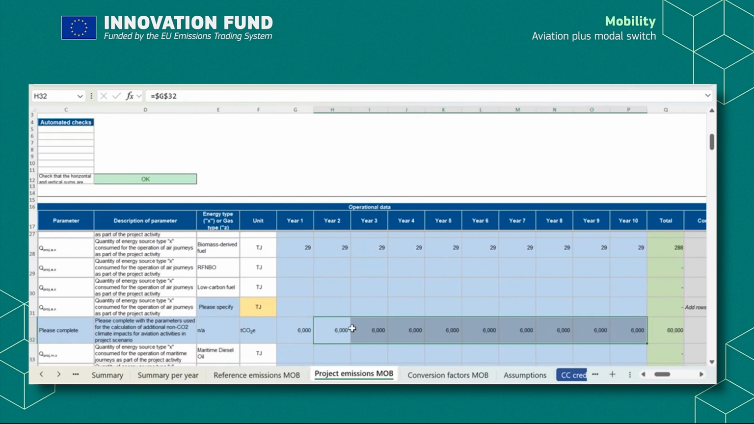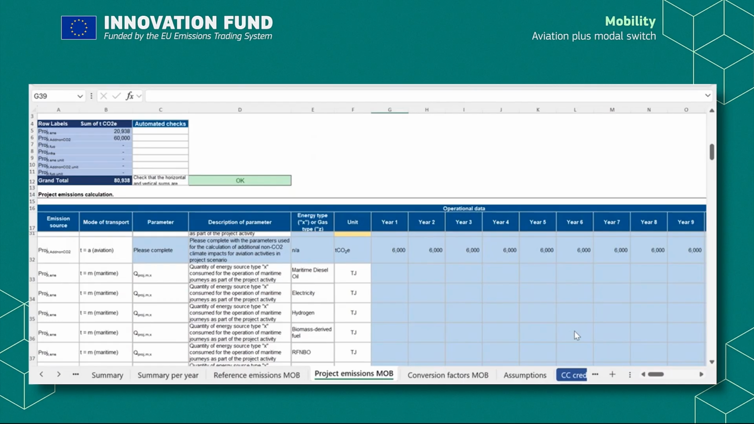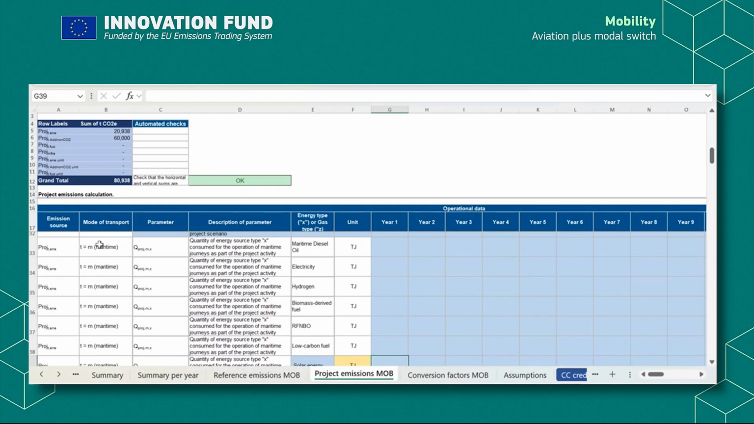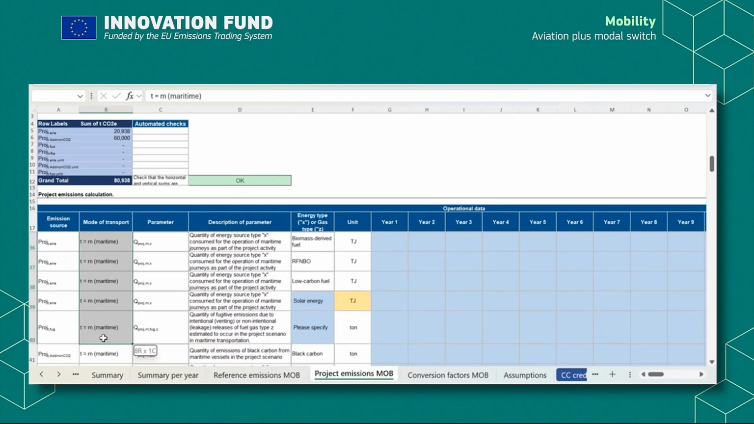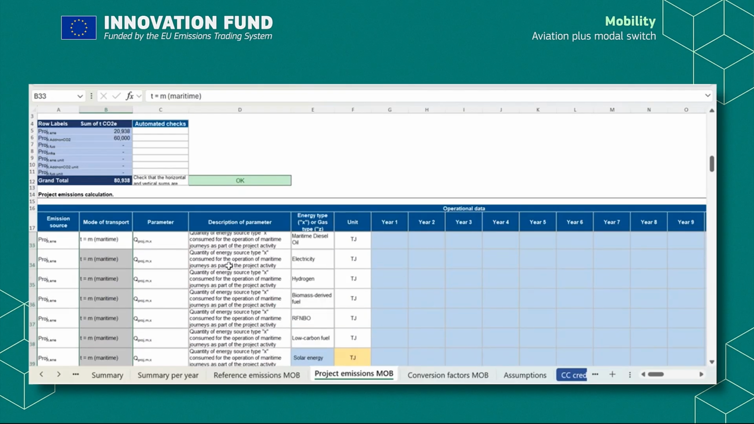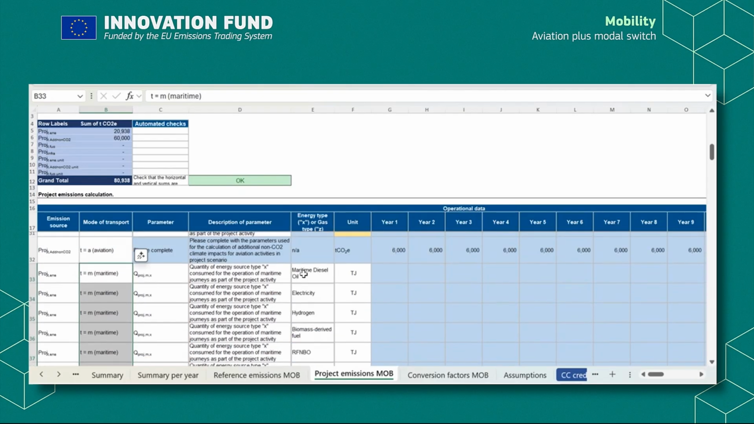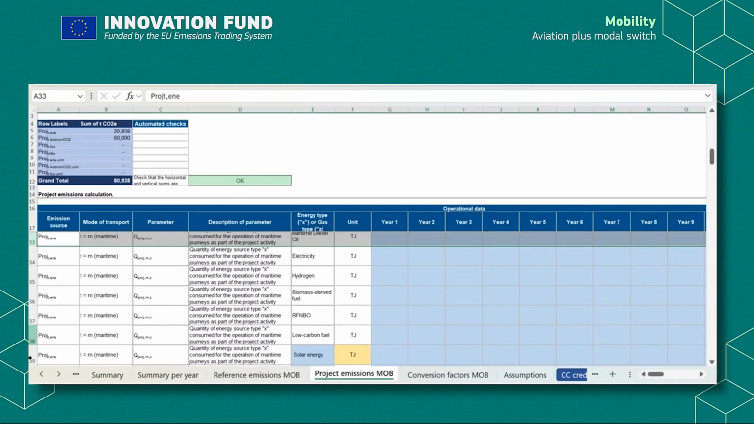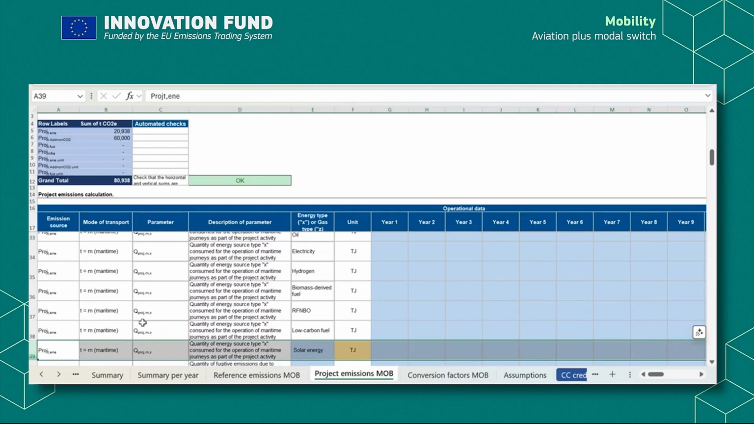We will now calculate the parameters related to the boat journeys in the row specified for maritime transportation, identified by the T=M in column B. In this example, we will add calculations in row 33, row 39, and row 41.